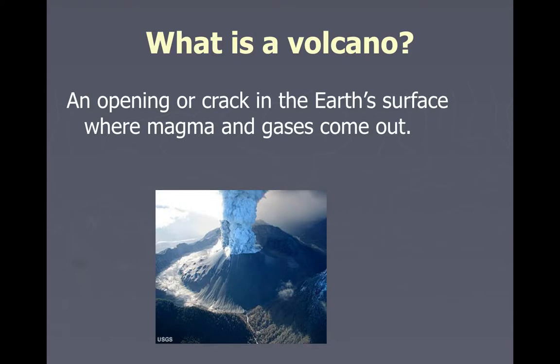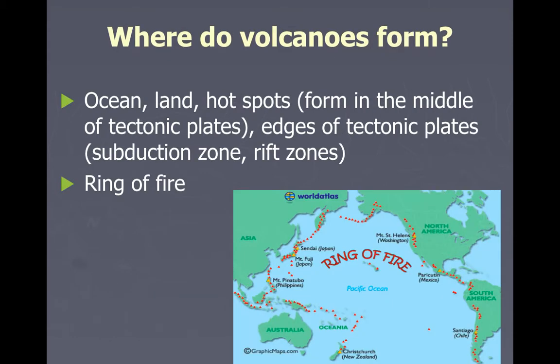What is a volcano? It's an opening or crack in the Earth's surface where magma and gases come out. Where do volcanoes form? They form on the ocean, land, and hot spots. So they form in the middle of a tectonic plate, edges of tectonic plates, subduction zones, and the rift zone, or the ring of fire. And this is between North America, which is here, and Asia, which is over here. So the ring of fire is in the ocean between these two.